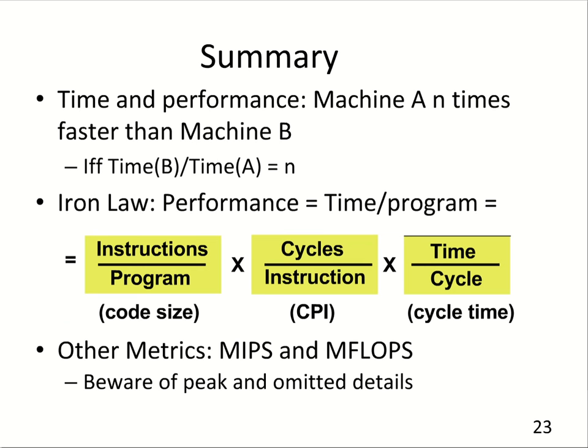We can break performance down further, using the iron law, which again measures the time to execute a particular program into three component terms: instructions per program or code size, cycles per instruction, as well as cycle time.